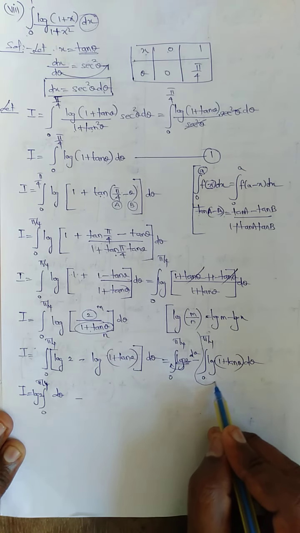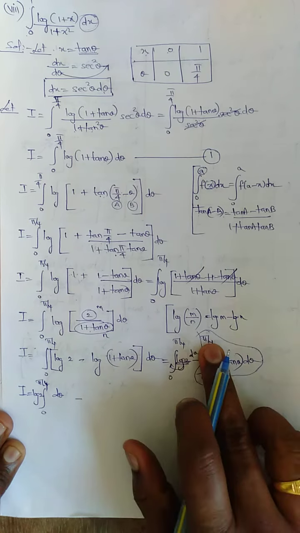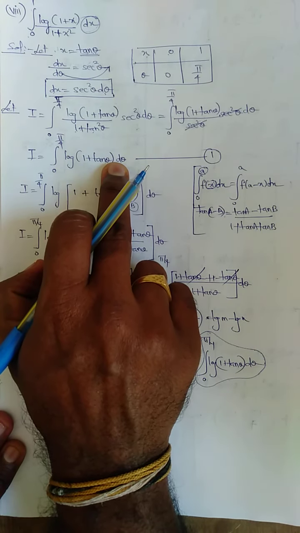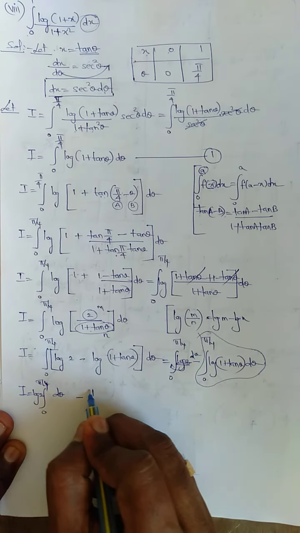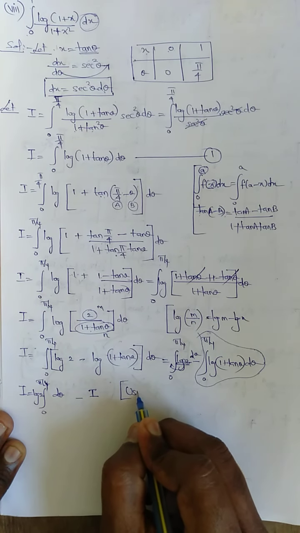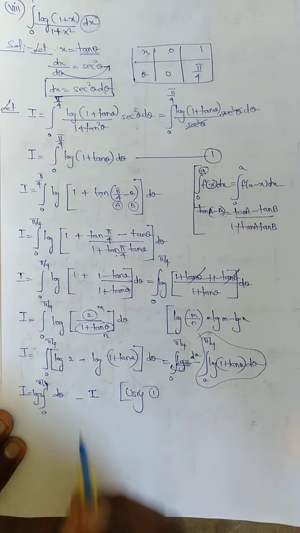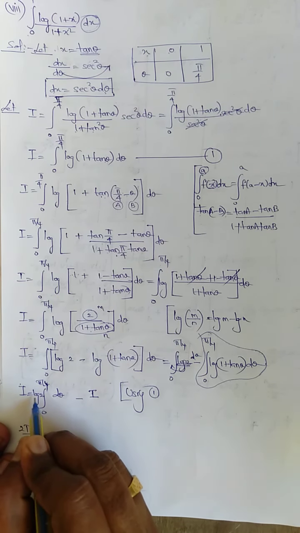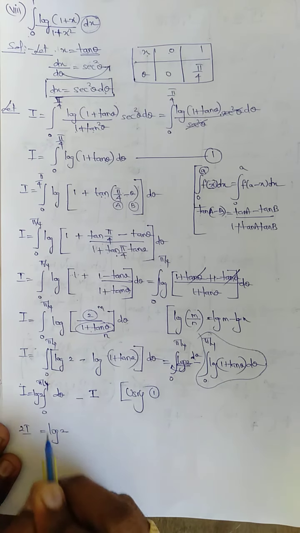What is this one? 0 to pi by 4 log 1 plus tan theta d theta is nothing but I. So I can put I here, in bracket, using 1. So minus I, coming this way, becomes plus I. I plus I, 2I. Log 2 is constant, so put outside.